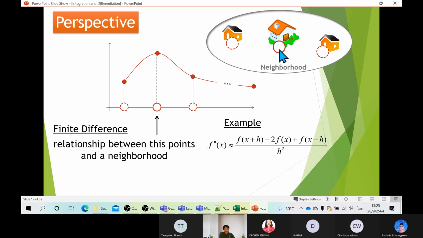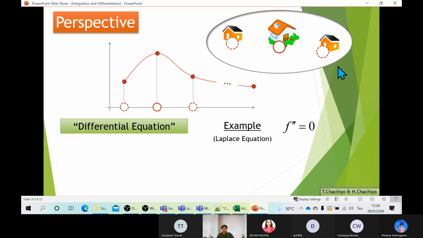Okay, so this is the picture of our neighborhood. We have this point f(x), and that is f(x+h), that is f(x-h). So this formula here tells you the relationship between this guy, our home, and the rest of the homes surrounding here. So what is that relationship? We look at the second derivative at this point, and we can compute that using the neighborhood's values. I can get that information from using these values multiplied by coefficients 1, minus 2, and plus 1, and I get back the data that I want over here. Okay, so that is what we mean by finite difference: a relationship between this point and other homes surrounding us.